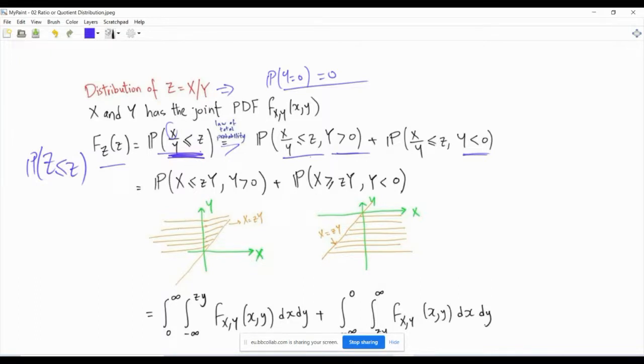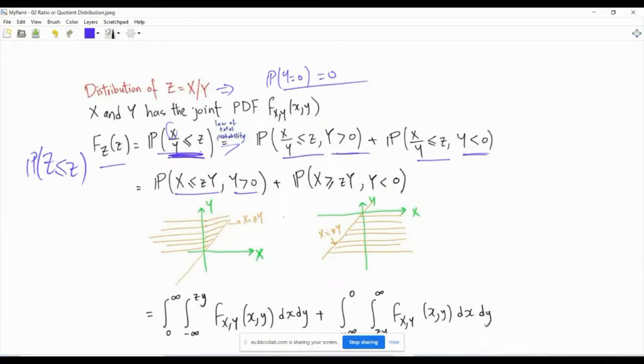Now you can multiply by Y. When Y is positive, the inequality stays in the same direction, so X is less than or equal to small z times Y. But if Y is negative and you multiply both sides of the inequality by Y, then you have to reverse the direction of the inequality. So this becomes big X greater than or equal to small z times Y.